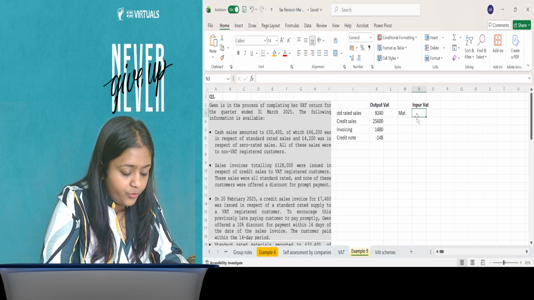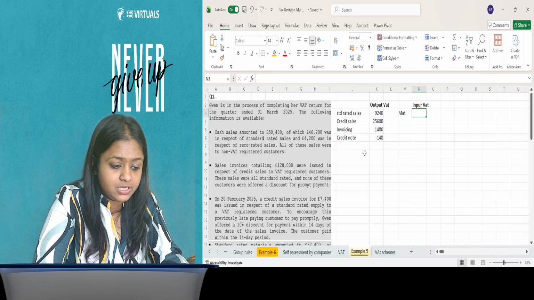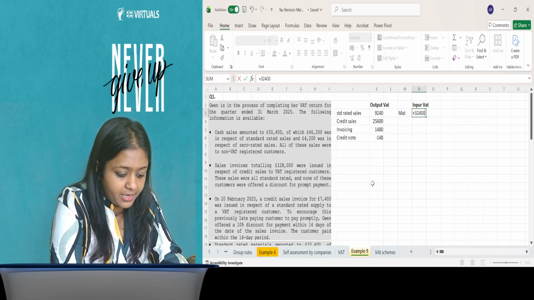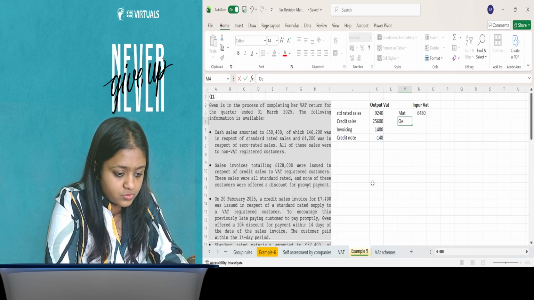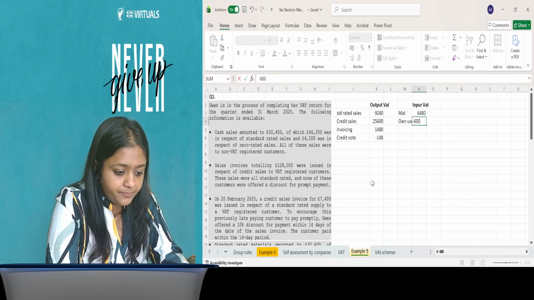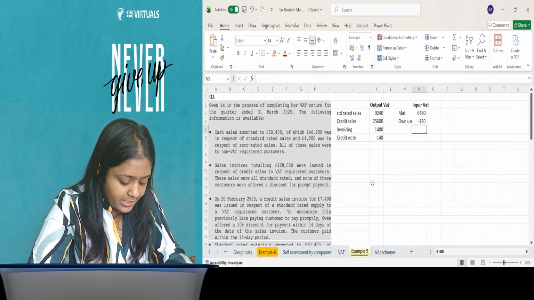So here we'll take the full amount of material, because the one that has been taken for personal use, we need to reverse it. So here only we'll reduce it. Okay, so we'll take 32,400 multiplied by 20%. And I will reduce own use. So I will take here 600 multiplied by 20%. So I've reversed it. Done? Clear? Okay, let's go to the next one.